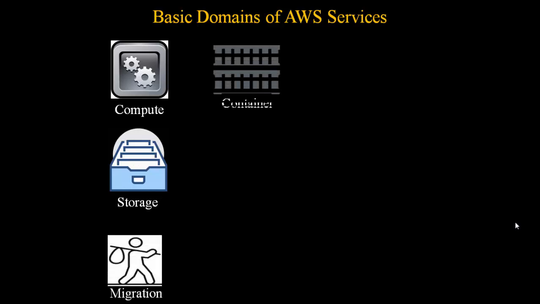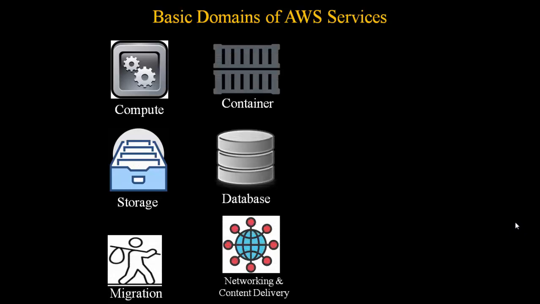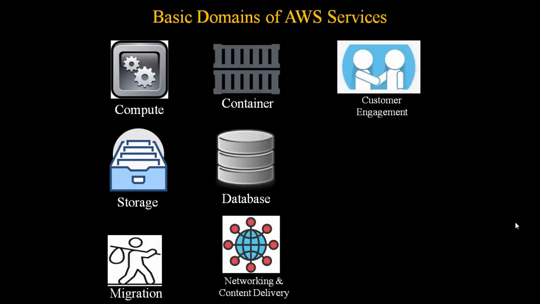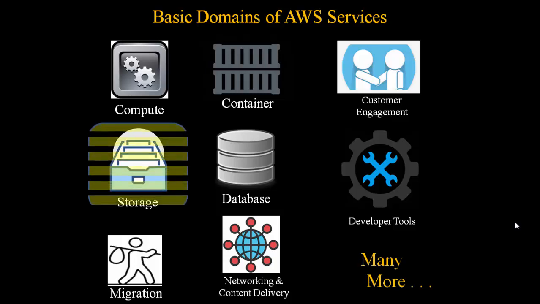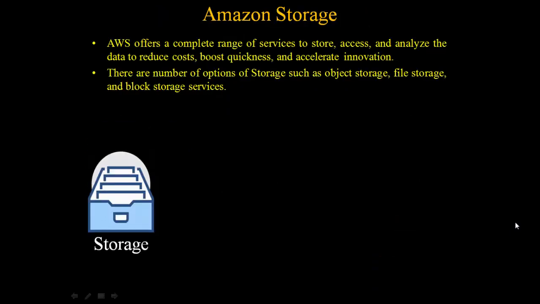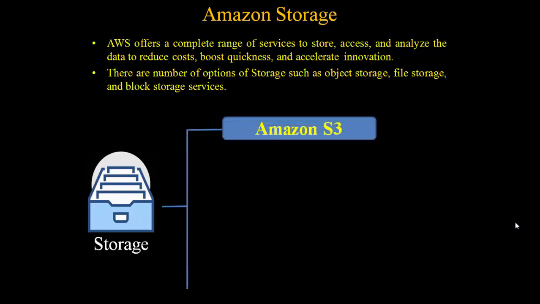Then migration, container, databases, network and content delivery, customer engagement, developer tools, and many other domains are available in which AWS is providing different services. Today in this video we are going to discuss the storage service. Inside the storage service there are a number of services available, for example Amazon S3, the Simple Storage Service. We already discussed in detail in our last video, with a demo, what S3 is and how we can implement S3 on AWS.